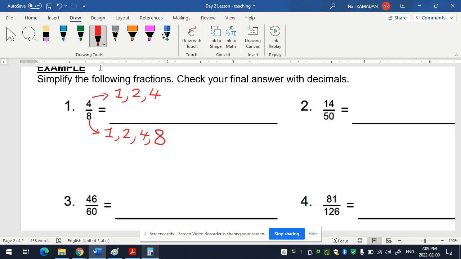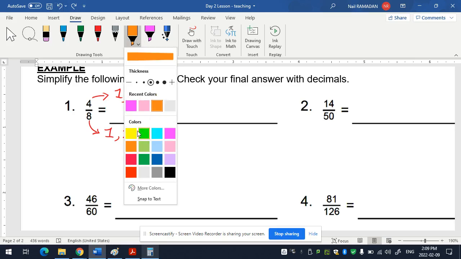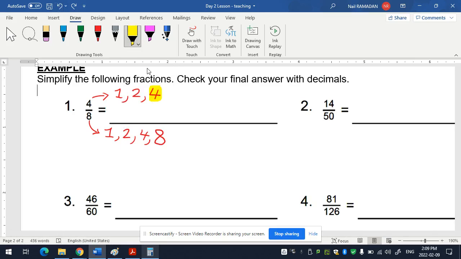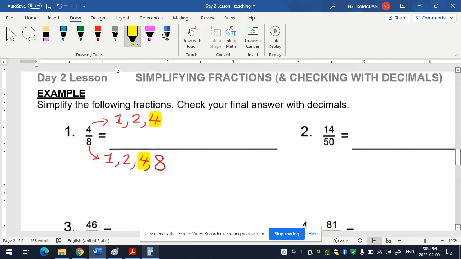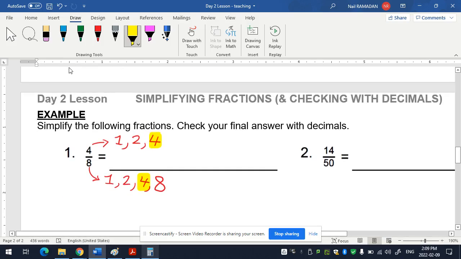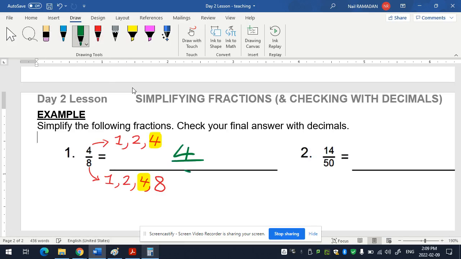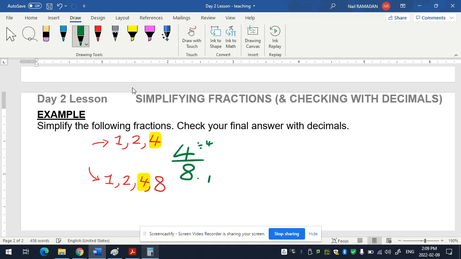So what I want you to do is either circle or highlight the 4. I will highlight. Now let's go with maybe yellow. Yes, yellow and yellow. So what do I do now? I know that basically what I need to do is divide 4 by 4 and 8 by 4. So I'm just going to write it again. Everyone look. Divide by 4, divide by 4.